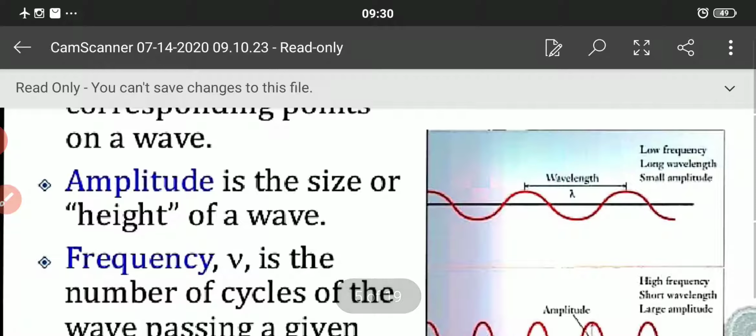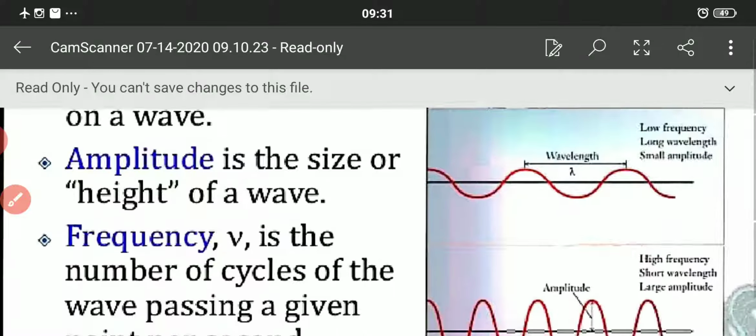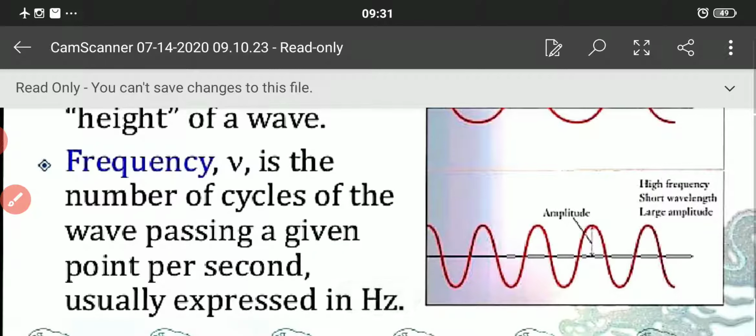For example, see here, two top peaks: the distance between two nearby peaks is known as the wavelength of that wave. Amplitude is the size or height of the wave, meaning if we have this type of wave, the height of that wave is the amplitude. Now frequency is the number of cycles of the wave passing a given point per second, usually expressed in hertz.